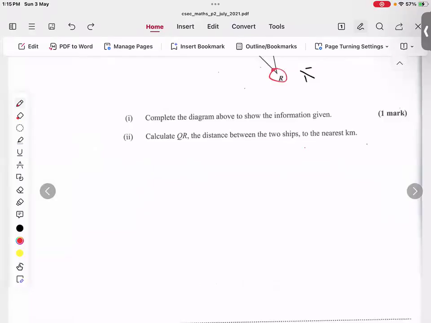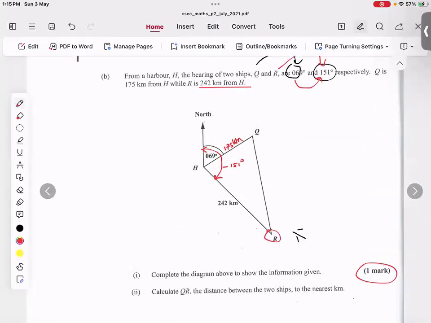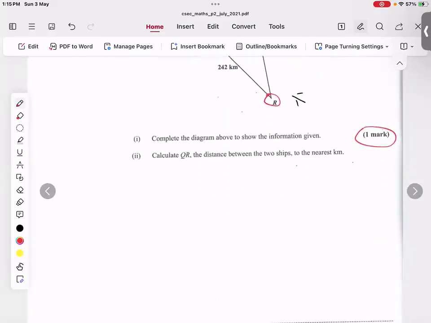It says complete the diagram above to show the information that was given. 1 mark. So you get the 1 mark, you put in the 175, and you put in the 151. That's the 1 mark you get. Okay. Next one. And when they say copy the diagram, please redraw the diagram. Oh, well, you don't need to do that. Well, you can copy the diagram if you want to. You can redraw it if you want to.